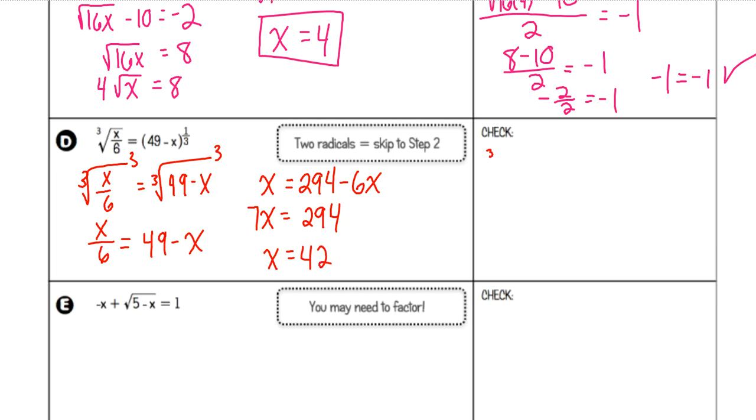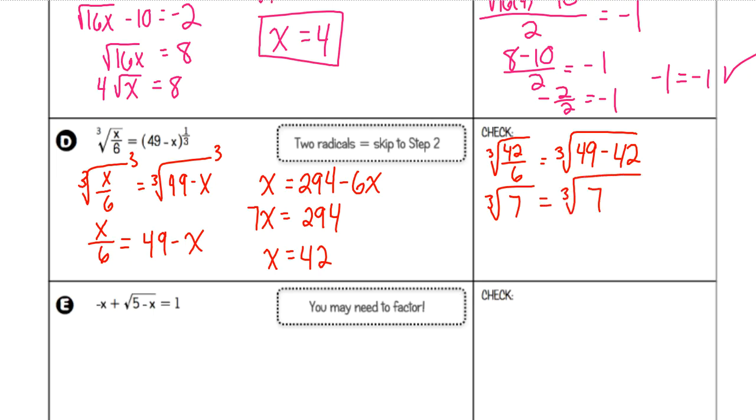So let's see if that works in our check. So I have 42 divided by 6 inside that cube root, and then I'm going to write this one as a cube root, and I have 49 minus 42. So 42 divided by 6, that's 7. And then on this side, I have 49 minus 42, which is also 7. So I can see there that I have the cube root of 7 equals the cube root of 7. You could take it down to decimals if you want, but you don't have to. As soon as we see that both sides are exactly the same, we know that 42 is our solution.